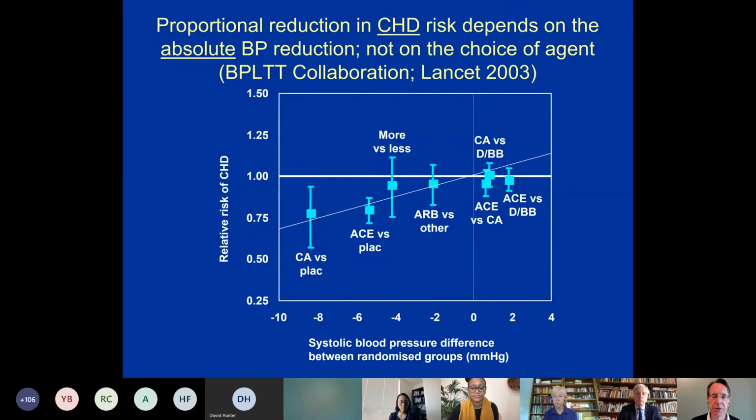So the calcium antagonist, producing a bigger absolute reduction in blood pressure, produces a bigger proportional reduction in risk. The ACE inhibitors, intermediate. The ARBs, lower. More intensive versus less intensive: the reduction in risk is proportional to the absolute reduction in blood pressure between more versus less. And when one compares different agents, as the pharmaceutical companies are wont to do, to try to make claims that their agent is better than the other agent, actually, if you get no difference in blood pressure between the different agents, then you get no difference in risk.